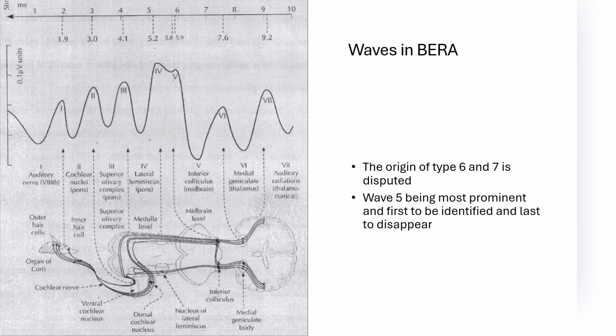Waves in BERA. So BERA generates 7 waves and each is from a specific relay station. Wave 5 is the most robust and clinically significant. It correlates to the inferior colliculus, and this is the last to disappear in hearing loss. So the latency of wave 5 is around 5.6 milliseconds in normal hearing.